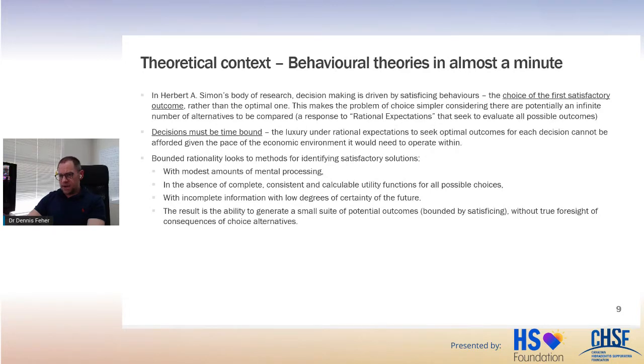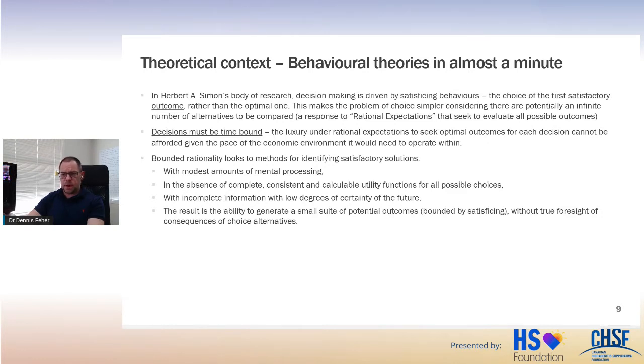Now I'm going through the behavioral side. So we've been through the macro, broader aspects. Now we're going through the agent, the specific decision-making aspects of it. So there's 2 sets of authors. So I'll go Herbert A. Simon. So he looked at the choice of satisfactory outcome. So this concept of satisficing behaviors.